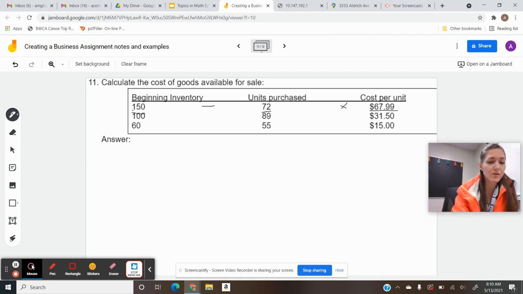Easy peasy. So for this one, we're going to take 150 minus 72. 150 is what we started with. 72 is how many we sold, and that should tell us how many we have left. We have 78 of this item left in our store. And it was $67.99 per item, so we're going to take that 78 times 67.99. And our answer is $5,303.22.